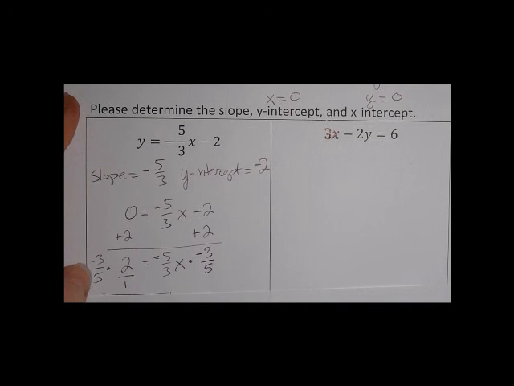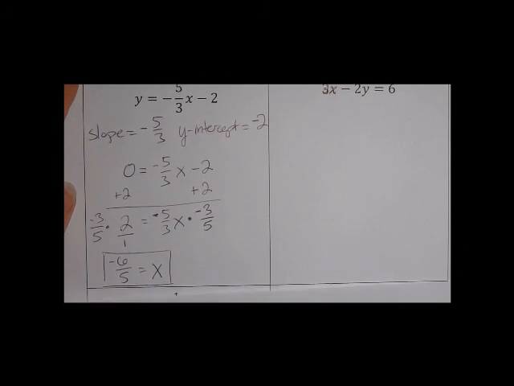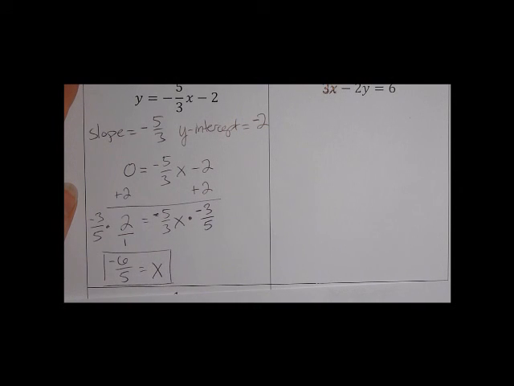Finally, to multiply a fraction by a whole number, I place that whole number over 1, and I multiply straight across. This leaves me with a final answer of -6/5 equals x. So x is -6/5. This is the x-intercept.